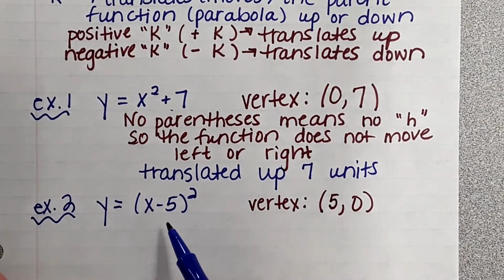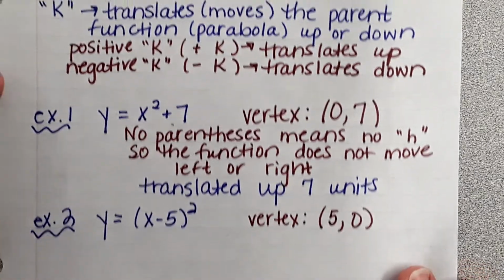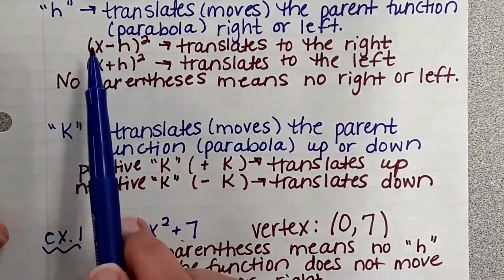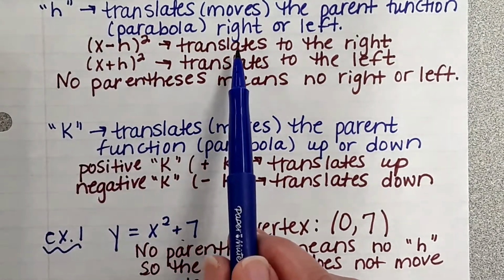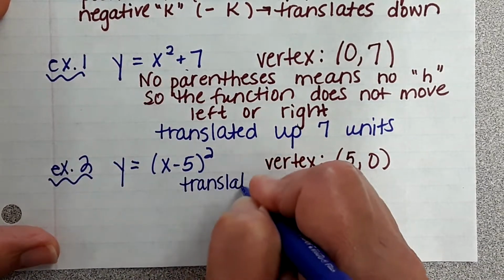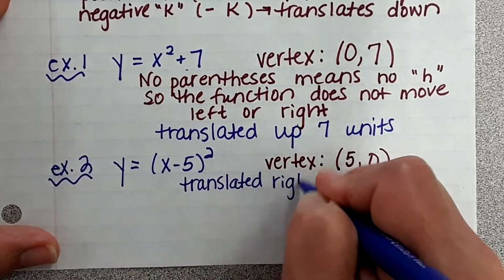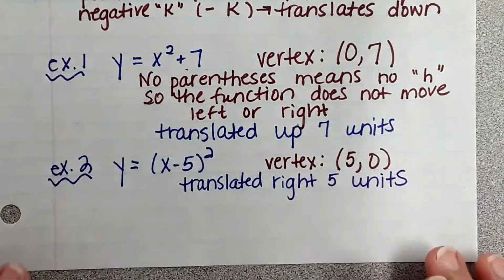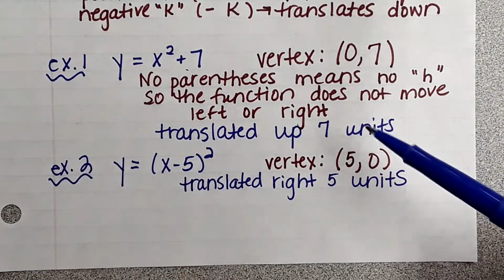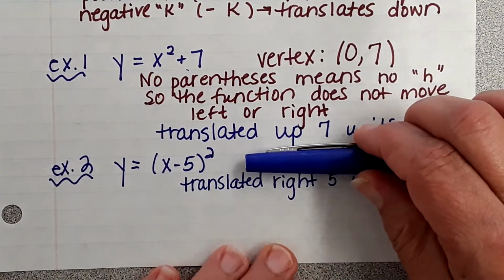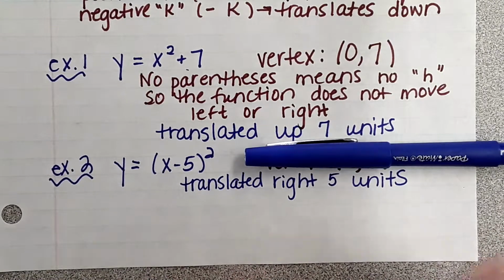Now, inside the parentheses, it says x minus 5. So if we look at what we wrote for H, when it says x minus H, x minus a number, it's what? Right. So we're going to write translated right, how many units? 5 units. And that's what you have to write. So I'll tell you if you have to find the vertex or not. But if you don't have to find the vertex, then the only thing that you will have to write is translated right 5 units, translated up 5 units, or something like that.